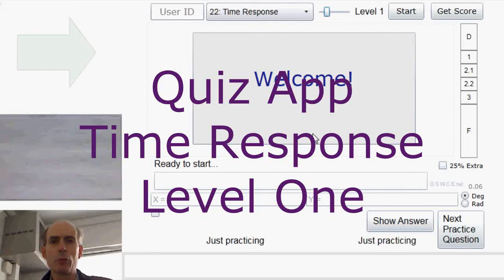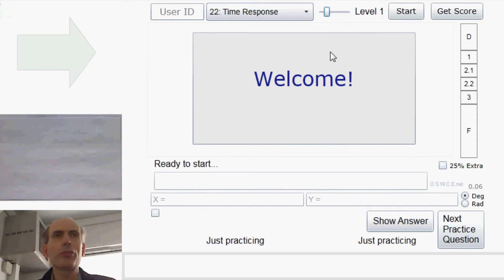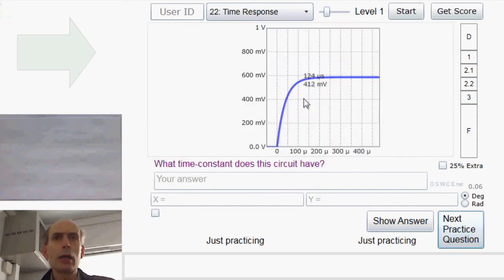This time, level 1 of the time response. Should really be called step response questions. Okay, another very simple one, just like the level 0 ones. The magic number is 63%.